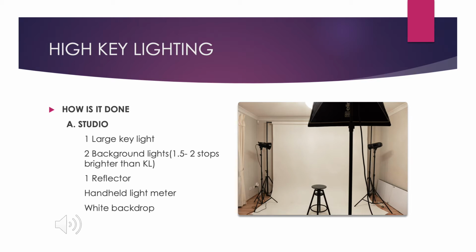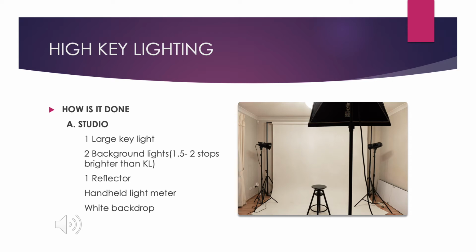The first one is a large key light. The second one is two background lights, which are 1.5 to 2 stops brighter than our key light. So why do they need to be 1.5 to 2 stops brighter than our key light? This is to eliminate all the shadows and to evenly light our background, or else we will be producing an off-white or a gray color in our finished shot.